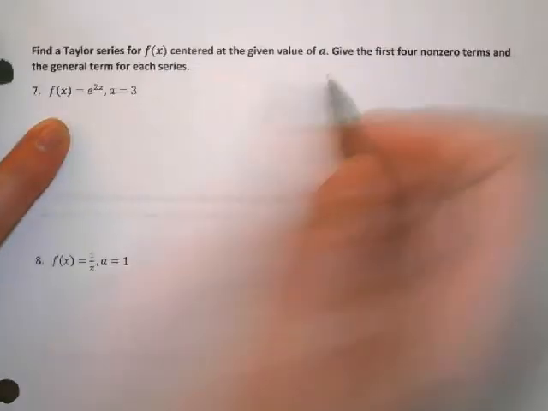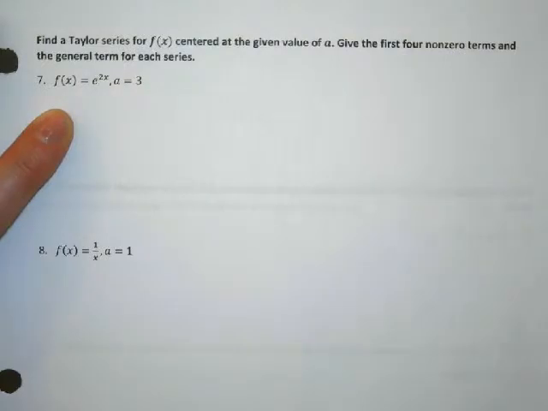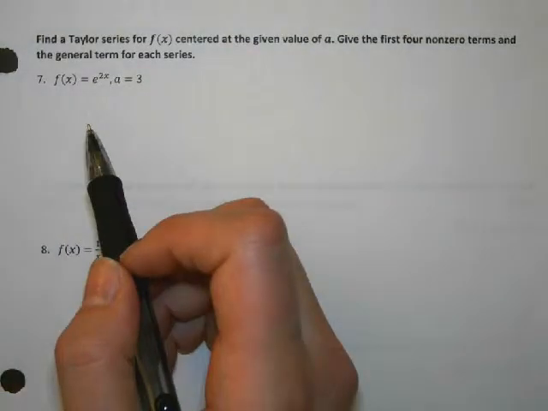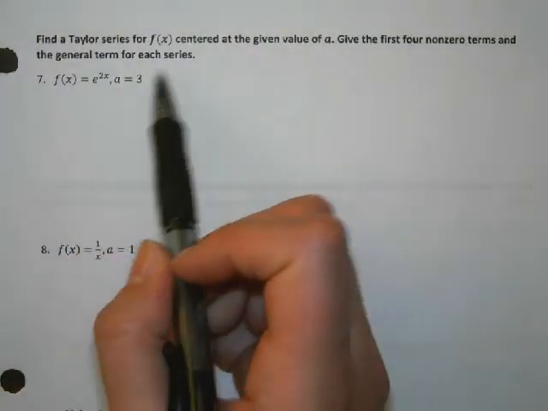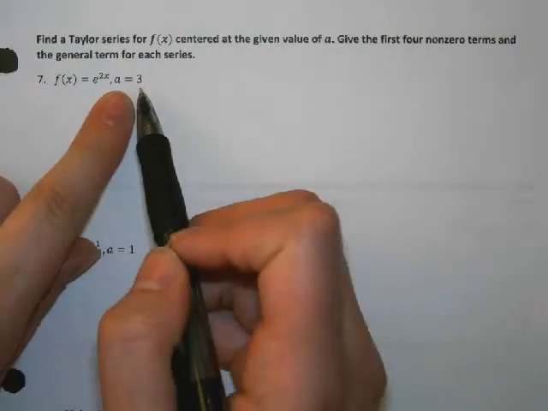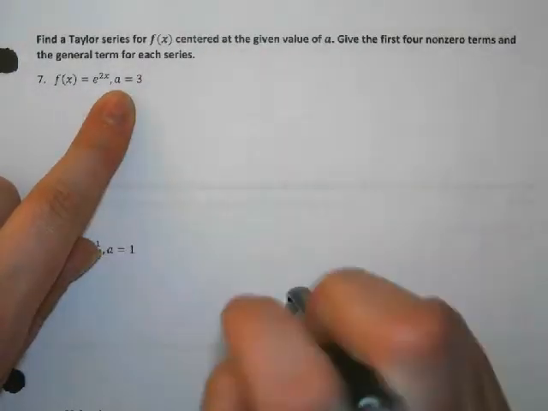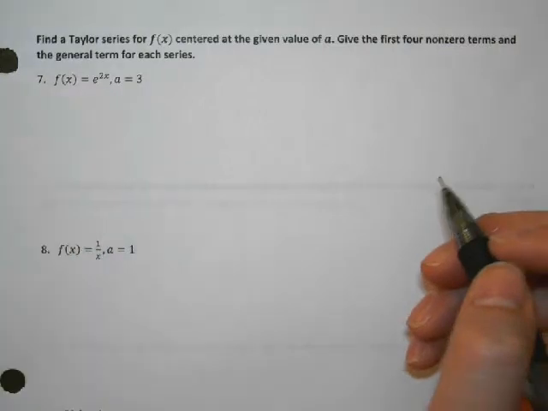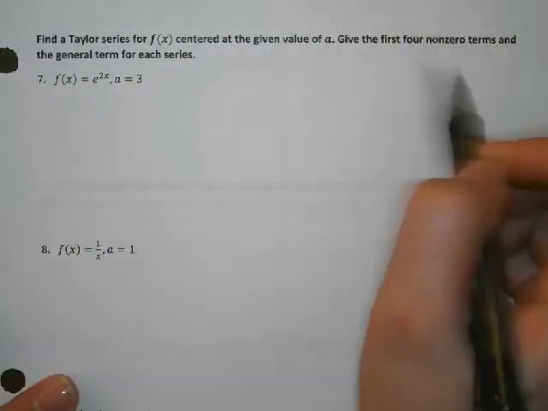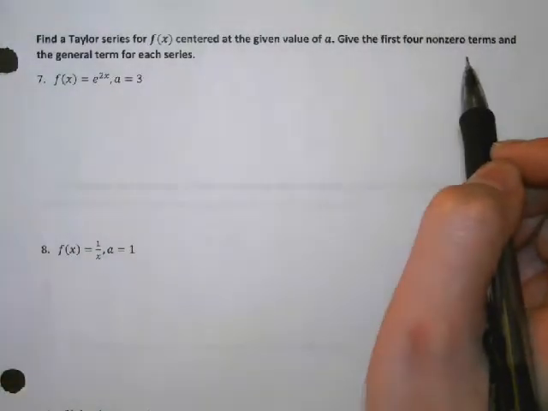So on number 7, it says to find the Taylor series centered at the given value of a. So for the first one, we're doing 3. And then give the first 4 non-zero terms. Okay. So if we want the first 4 non-zero terms, how do we do that?